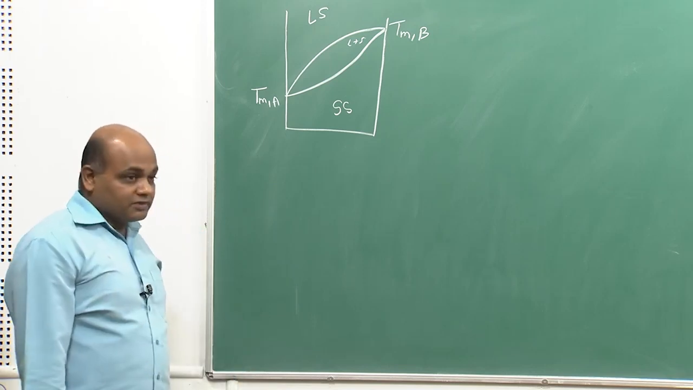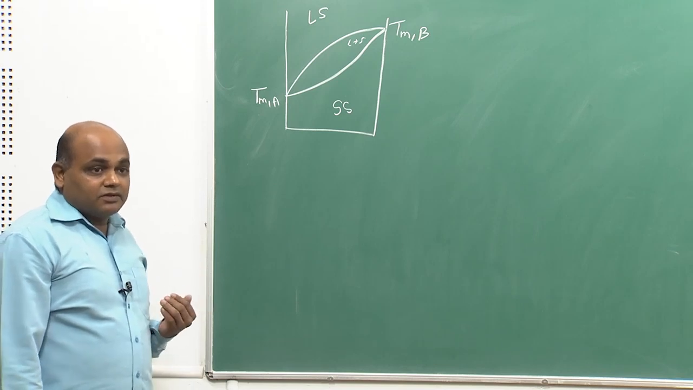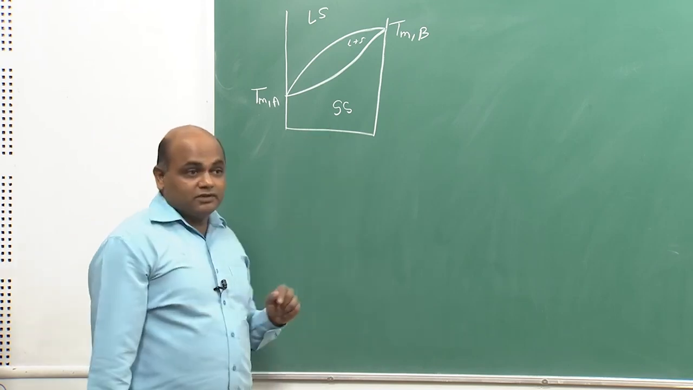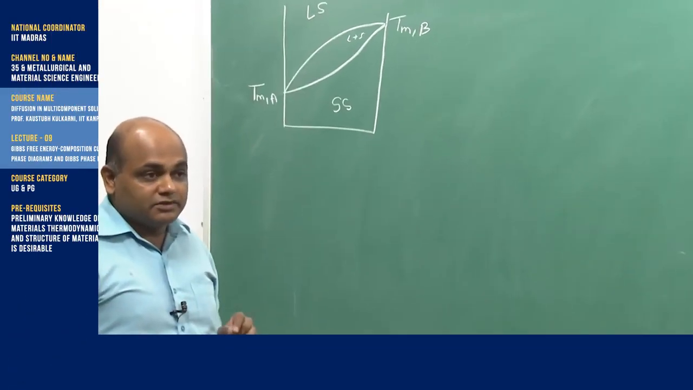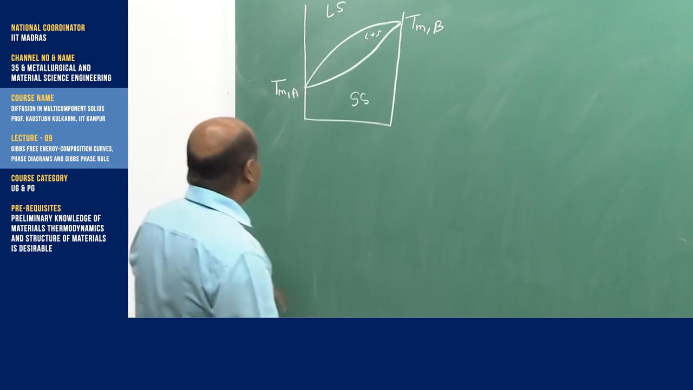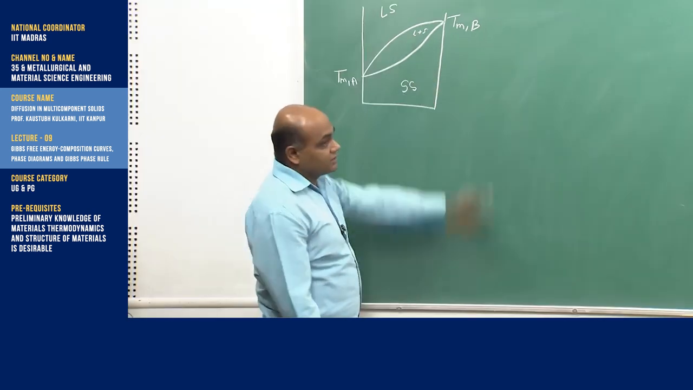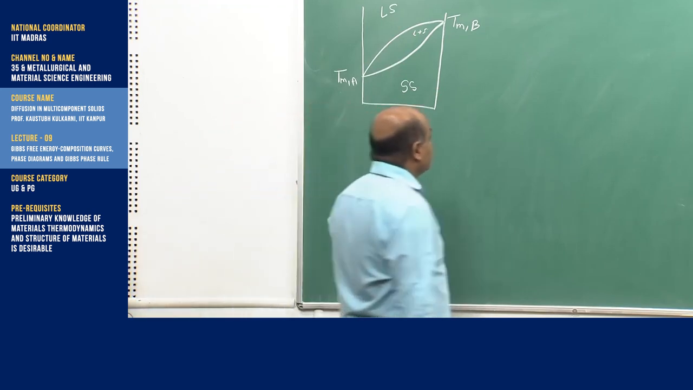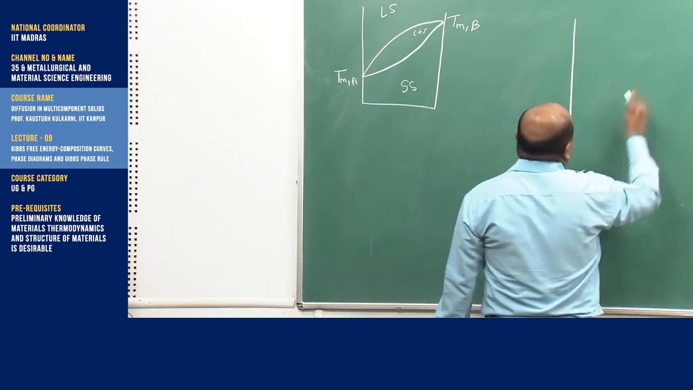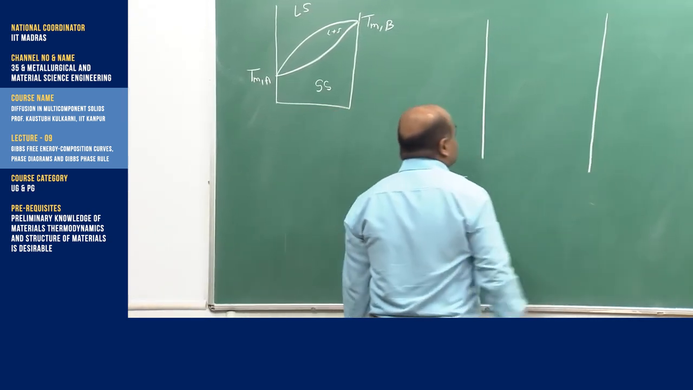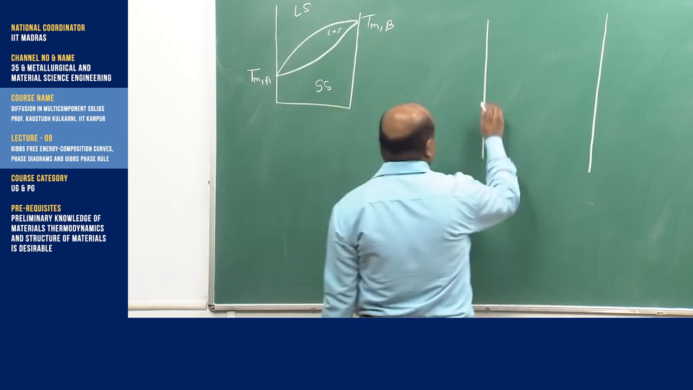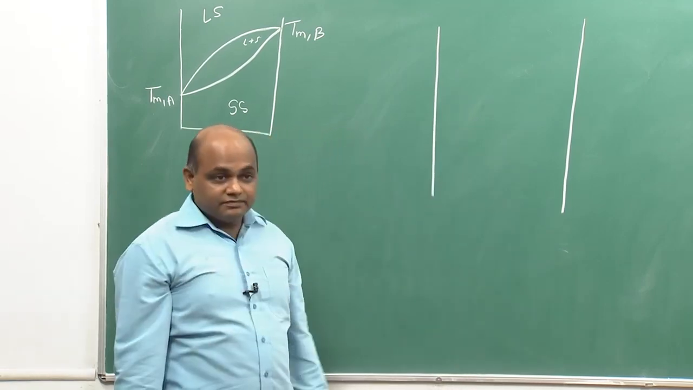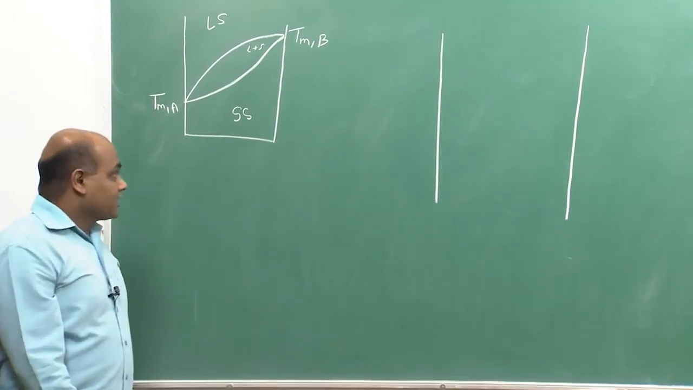So, how do we get to this phase diagram from the Gibbs free energy of mixing curves? Since there are two phases, we need one curve for each phase. So, we need one delta GM curve for solid solution, one delta GM curve for liquid solution. Let us first draw the delta GM curve for liquid solution. We can draw G solution curves, so that way I can explain it in a better way.